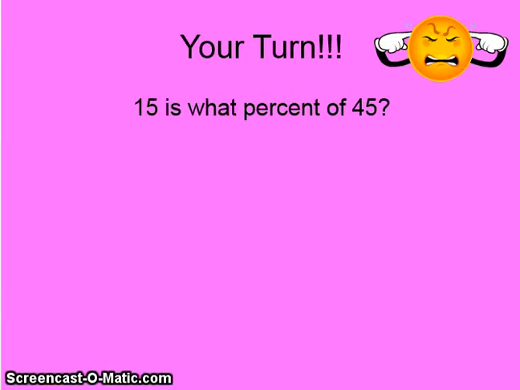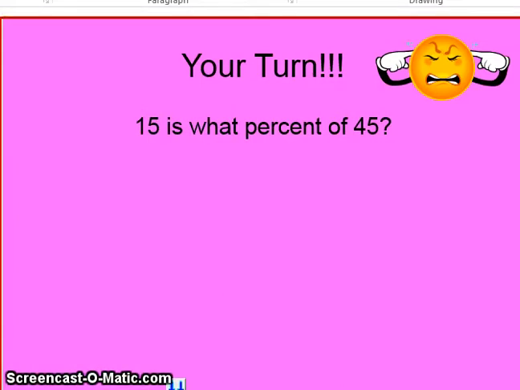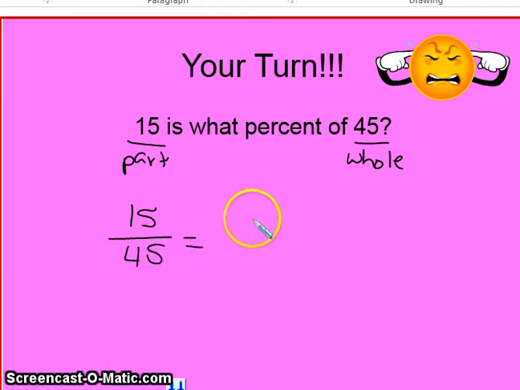We need to know 15 is what percent of 45. Now in this case, we actually have the part, and we have the whole, and we're looking for what is the percent. So we have 15 is the part over the whole, which is 45, and it equals, now we don't know the percent, but we do know that the whole in a percent is 100. So now we've set up a proportion, and we can use that to find our percentage by cross multiplying.